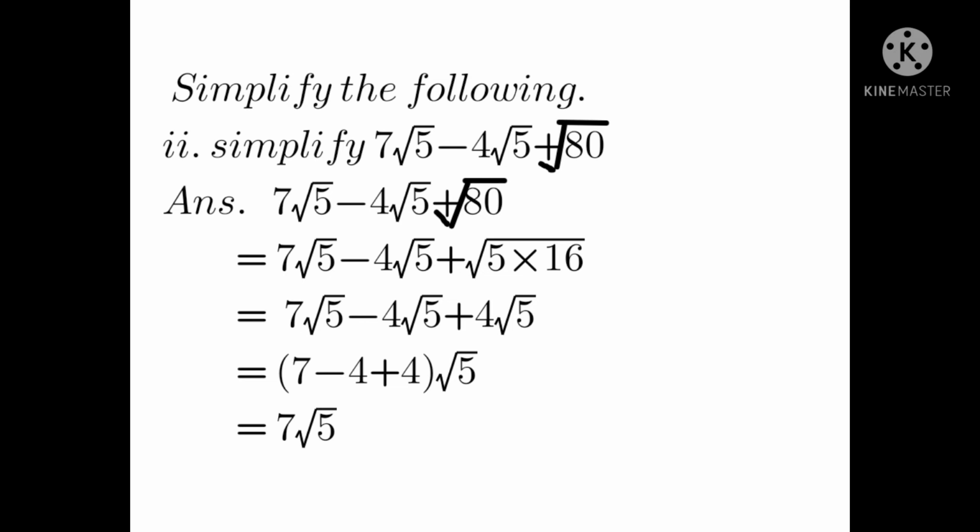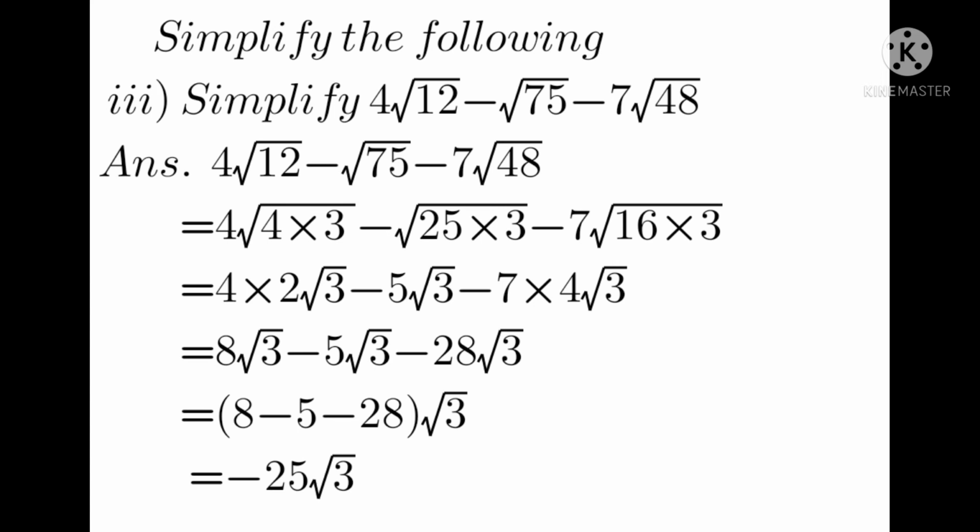In this problem, write the factors of 80 in such a way that one factor is a perfect square. Therefore, factors are 5 into 16. The square root of 16 is 4. Now we have all three similar surds. I have taken out root 5 as common factor. Then we have in bracket 7 minus 4 plus 4, that gives us 7 root 5.